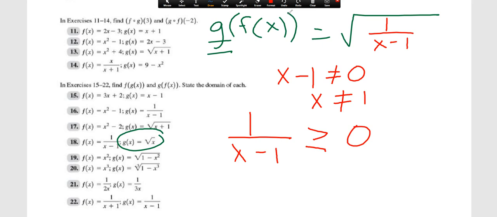Whoa. That's going to make for some interesting stuff. Square root, y equals, put a fraction, 1 over x minus 1.